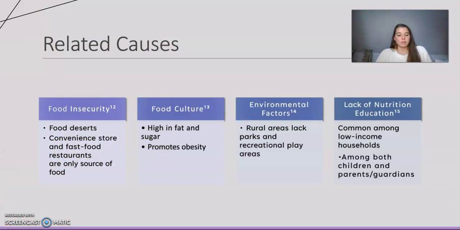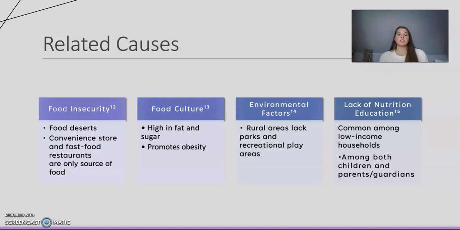So, obesity among the African American children within this geographic location has stemmed from numerous factors, including food insecurity, food culture, environmental factors, and lack of nutrition education. So, food insecurity is caused by the food deserts within the region, which are areas that do not have a healthy food source within 10 miles.